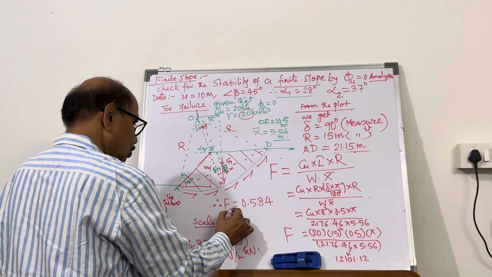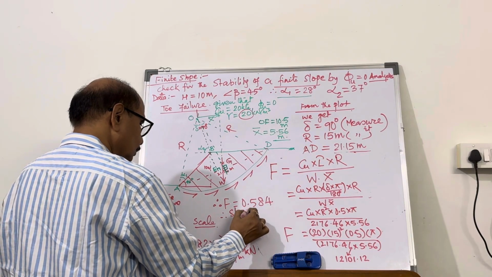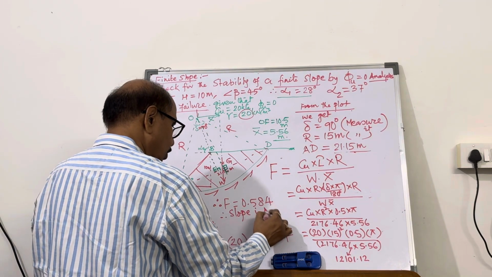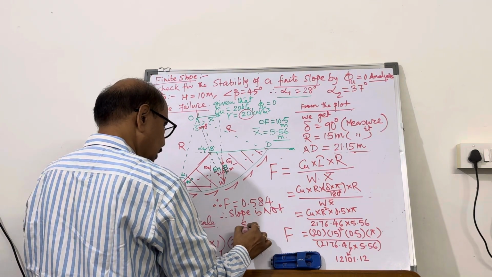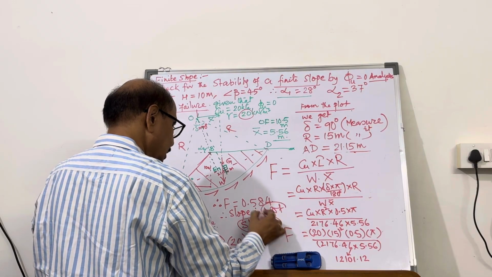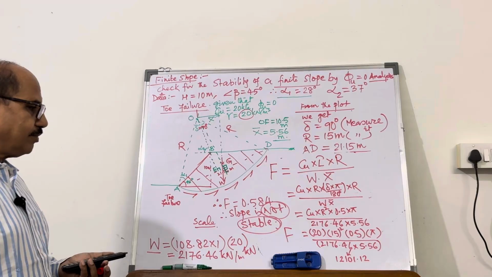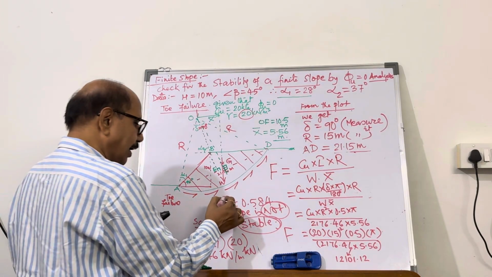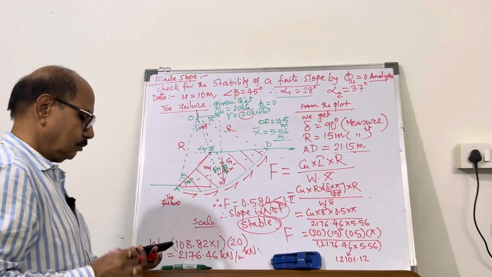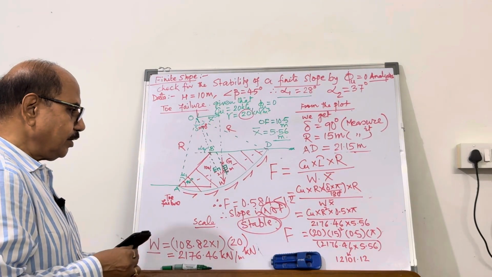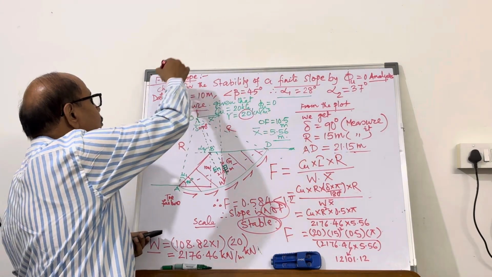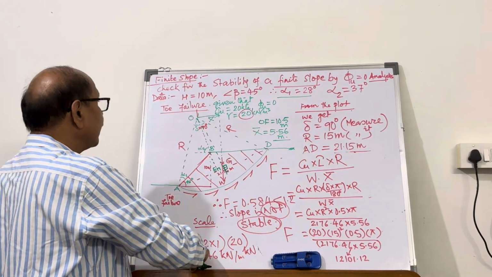Therefore, slope will fail and slope is not stable. This slope will never be stable, because the factor of safety is less than, at least it should be 1.2. This is how the finite slope you can do it.